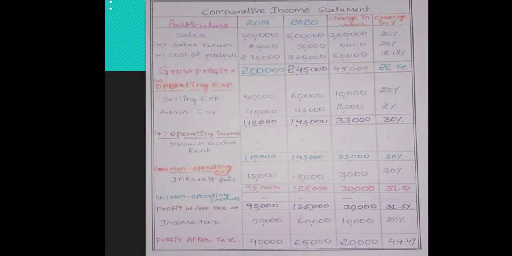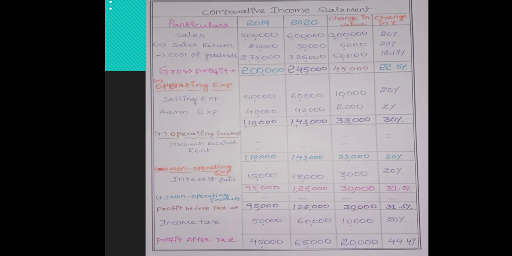So 50,000 for the base year and 60,000 for the current year. So we need to deduct. So 10,000 we will get, and 20% is the change in value. After deducting the income tax, the remaining balance is called profit after tax.